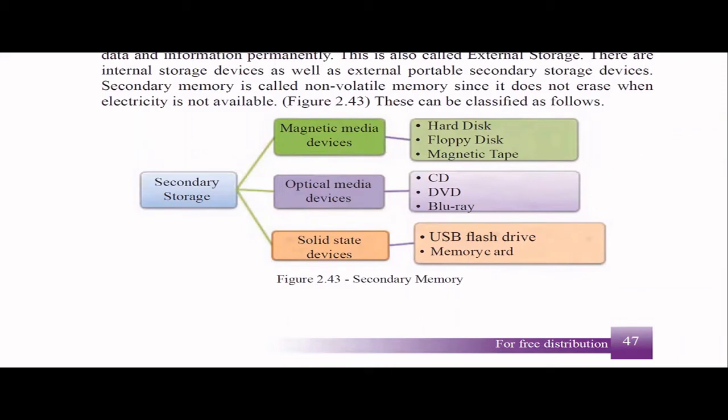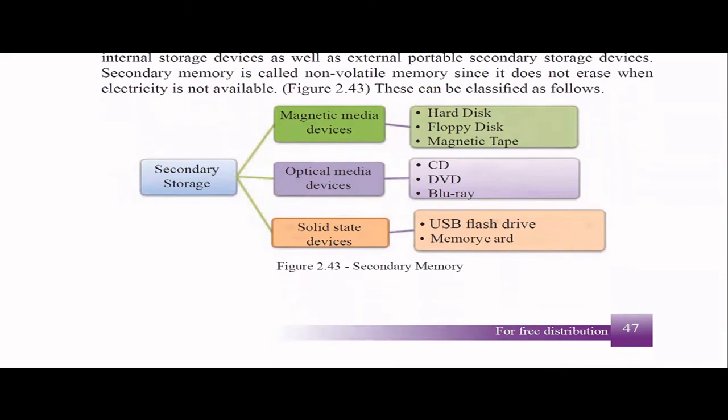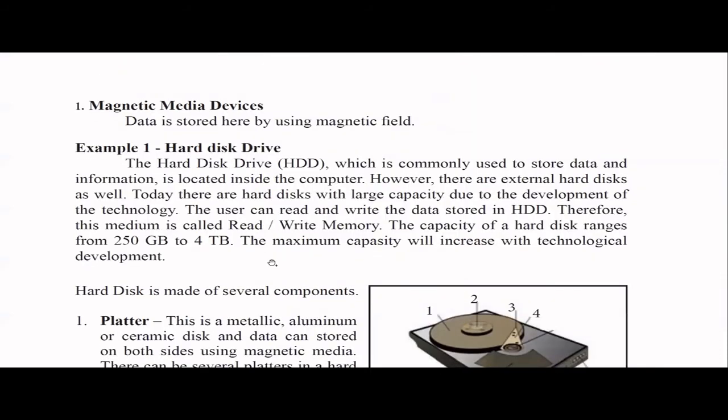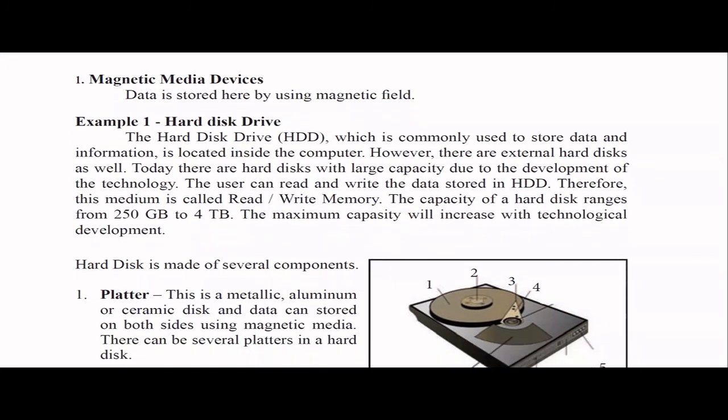Actually, the internal hard disk also belongs to this, but here we have again divided it into three categories based on the technology they are using: magnetic media, optical media, and solid state. We'll go and learn these things in detail. Magnetic media devices: here they are using some kind of magnetic field to store the data. There are a few examples they have given.